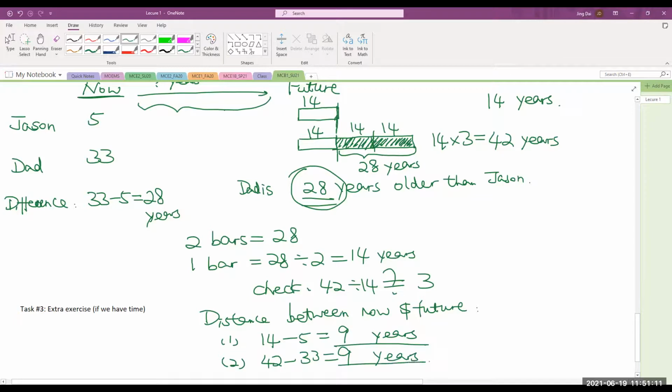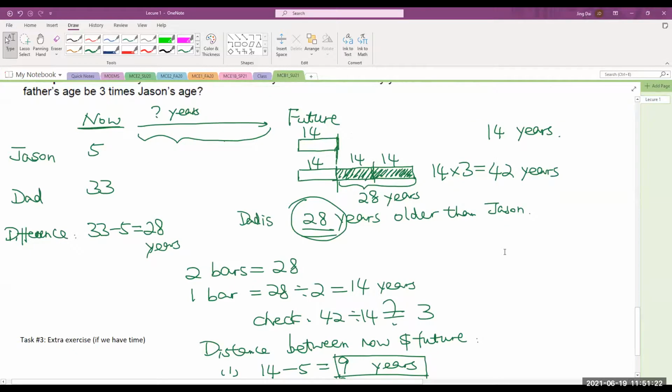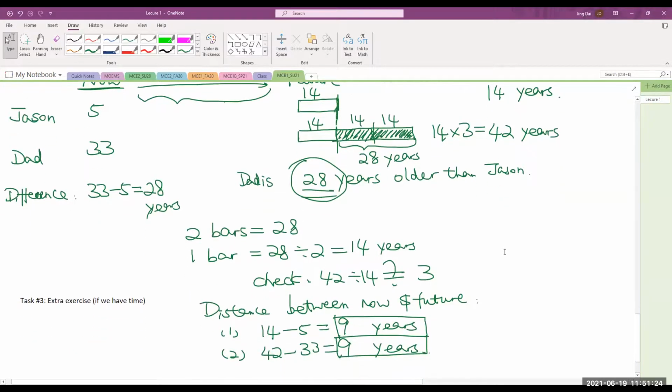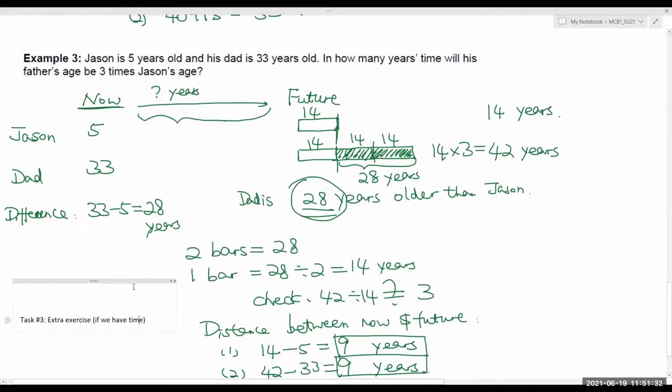Okay, I'm gonna frame this. This is our answer. 9 years, okay? Wow, we did so well. 9 years. Okay, guys, can you take a look at this problem and let me know if you have questions before we move on? I want to enlarge this so that we can see this.